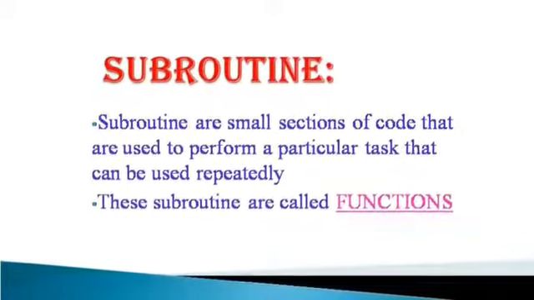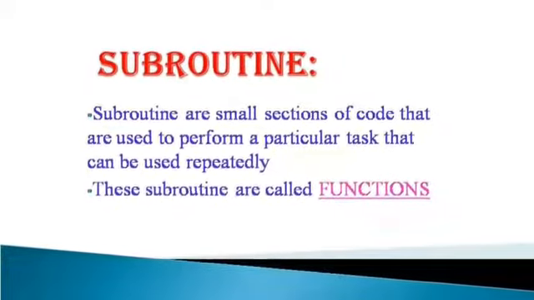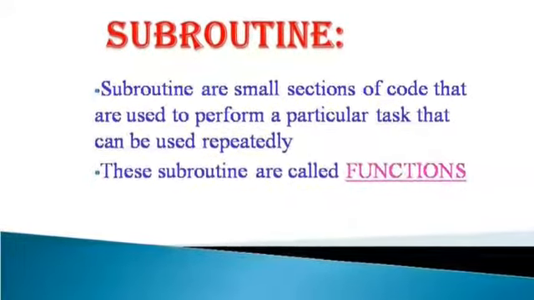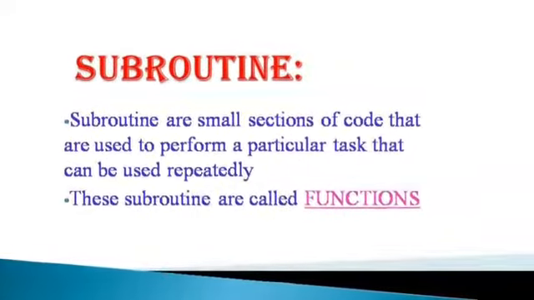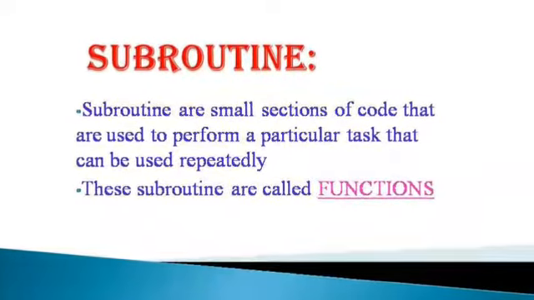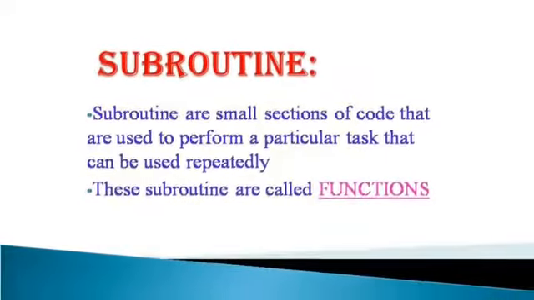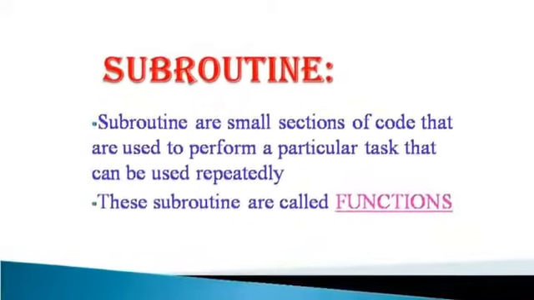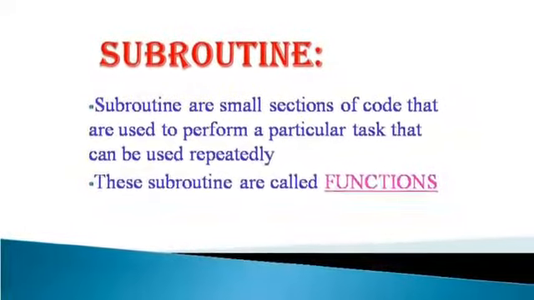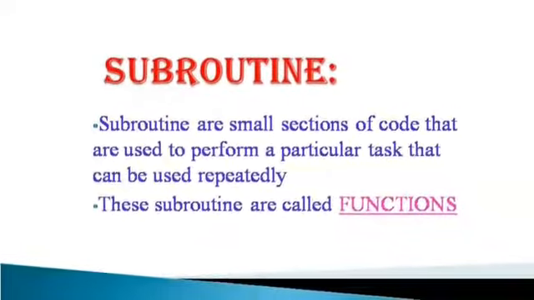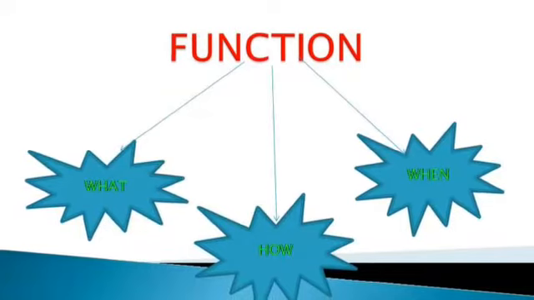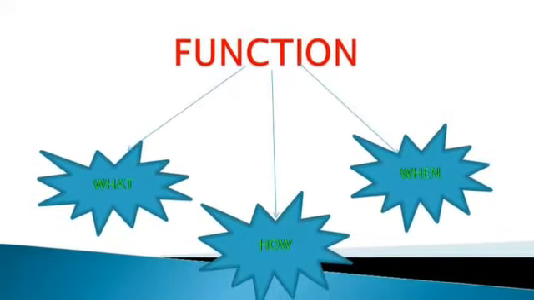When you are writing a big program of more than 100 lines, some set of instructions repeat again and again. Instead of writing the repeated code again and again, we can make it a small set of code which can be executed again and again. So subroutines are small sets of code that can be used to perform a particular task repeatedly. In programming languages, these subroutines are called functions.